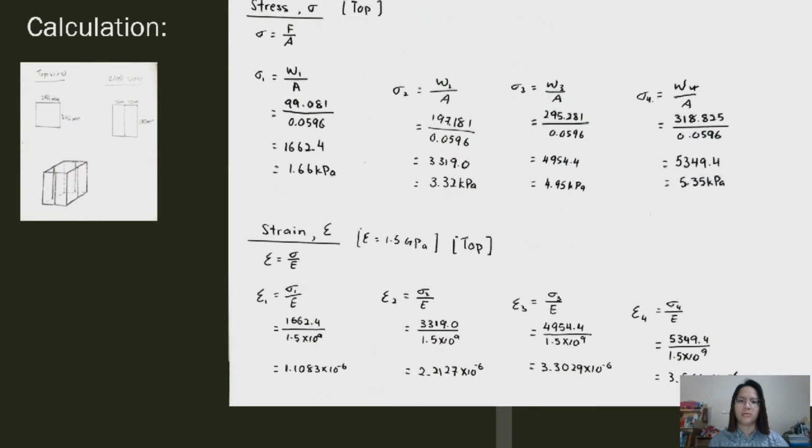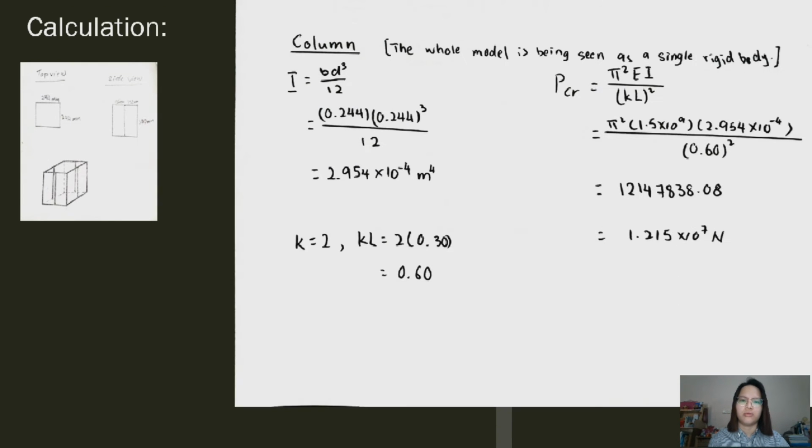Next, we'll be calculating the stress from the load to the top of the model, which is sigma equals F divided by A, where F is the weight of the load. And the area is the area of the top view of the model. Next is strain, which is epsilon equals sigma divided by E, where sigma is the stress calculated above, and E is the modulus of elasticity of the material used, and in this case the E is 1.5 gigapascal.